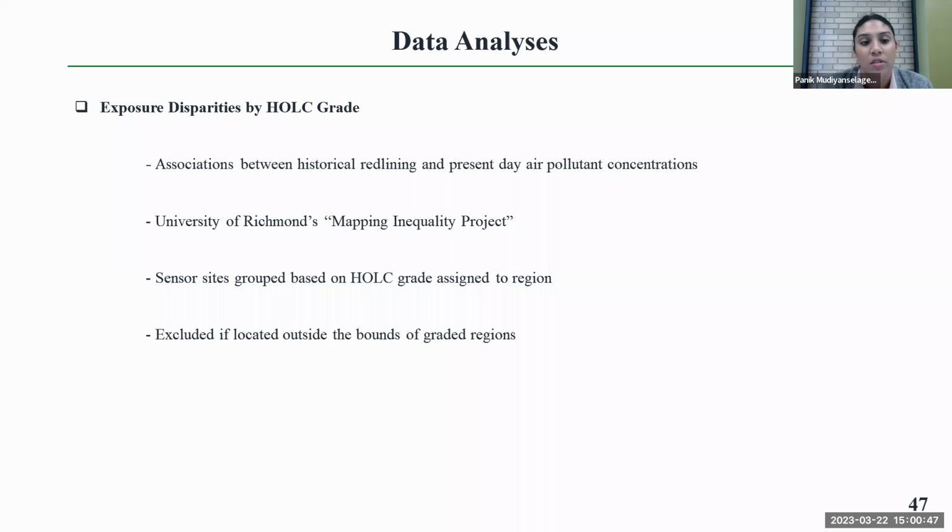So what we did was we looked at the University of Richmond's Mapping Inequality Project and overlapped their maps with the sensor site map that we have, and tried to figure out which HOLC grade each site falls into. And if any of the sites were outside the bounds of these graded regions, because it's been quite a while since 1930, so there has been change, we excluded those sites from the analysis.